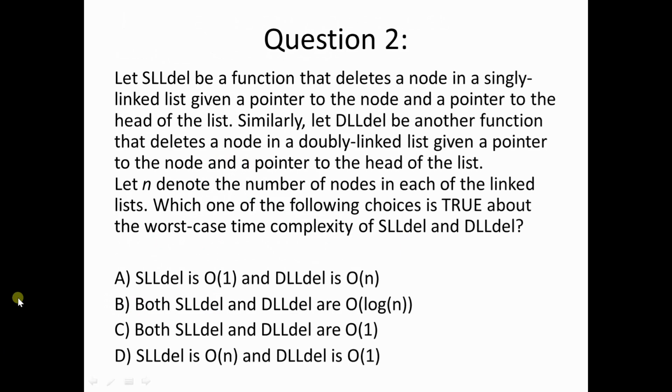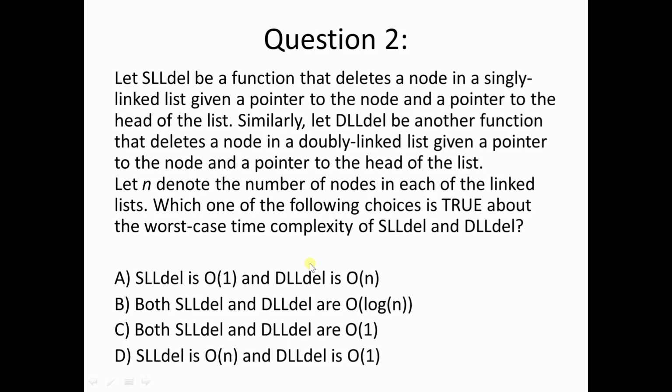Here, let SLLDEL be a function that deletes a node in a singly linked list given a pointer to the node and a pointer to the head of the list. Similarly, let DLLDEL be another function that deletes a node in a doubly linked list given a pointer to the node and a pointer to the head of the list. And let n denote the number of nodes in each of the linked lists. Which one of the following choices is true about the worst case time complexity of SLLDEL and DLLDEL? So we have two functions, the singly linked list delete function and the doubly linked list delete function. We have to find the worst case time complexity.